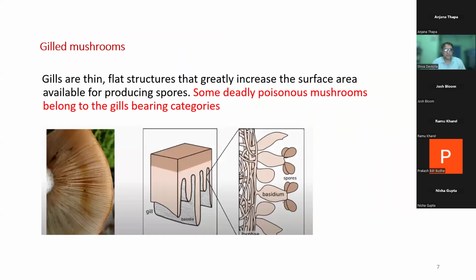So let me share some of the mushrooms from Nepal, because as we are talking about the poisonous mushrooms, what I found so far is most of the mushrooms which bear gills, also called lamella, are mostly poisonous among all types of mushrooms. So here you see that there are some lamellas or gills, because actually those gills are, I would say, spore producing sites, and most of the poisonous mushrooms bear gills.